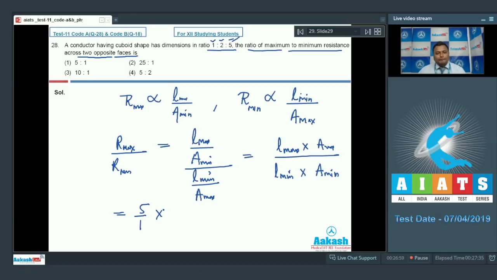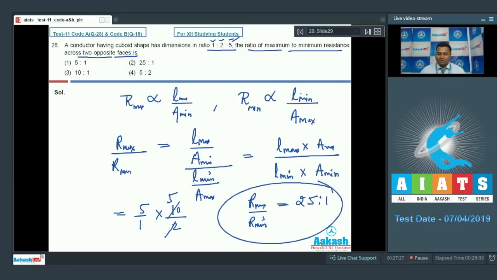Similarly, what will be the maximum area? Means 5 into 1 it is 5, 5 into 2 it is 10, 2 into 1 it is 2. So 10 is the maximum area of cross section, that is of rectangle shape, and 2 into 1, 2 is the minimum area. So we will get the ratio A max is to A min, that is 25:1. Therefore we have to go with option number 2 only.